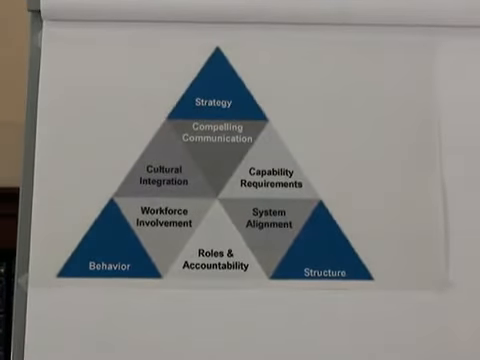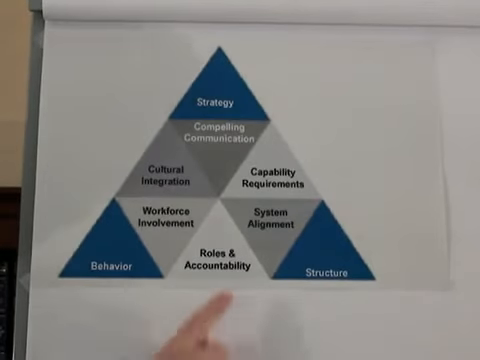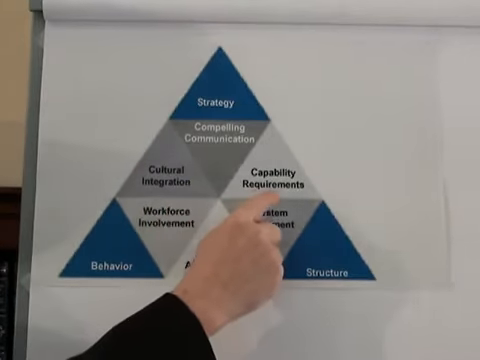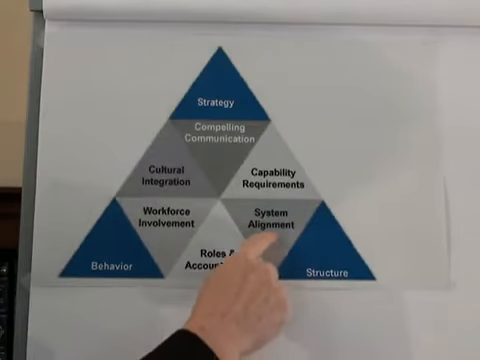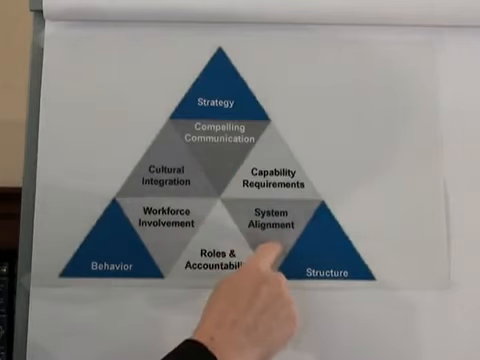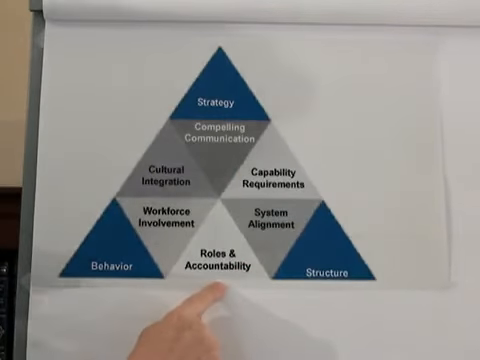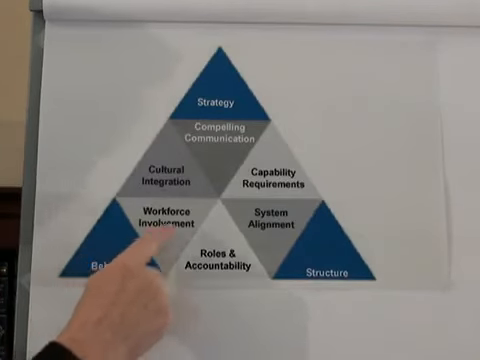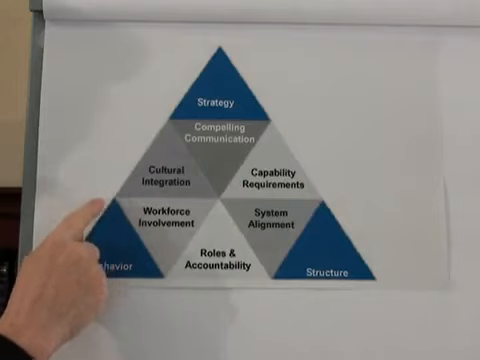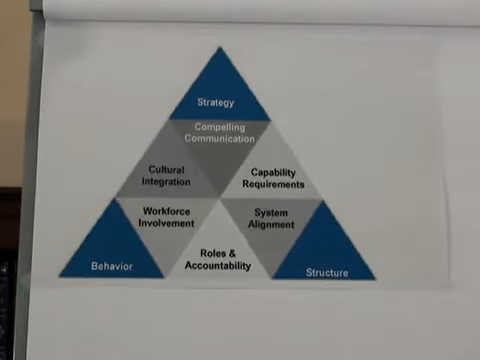All right, let's just take a quick look at what those are. Starting at the top: compelling communication, capability requirements, system alignment, are the systems aligned with the strategy we're trying to accomplish, roles and accountability, workforce involvement, which is a huge piece in the buy-in, and cultural integration, how it fits into the culture that we have here. So these are the different change elements that are important to assess and then address appropriately to make sure we've handled those in the change initiative.